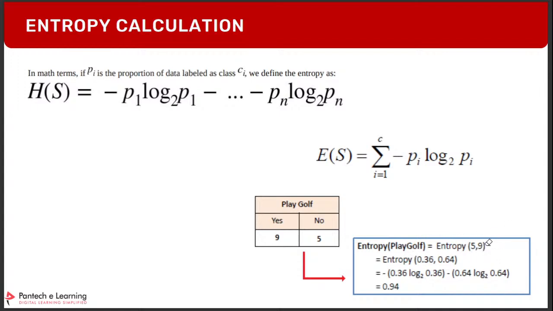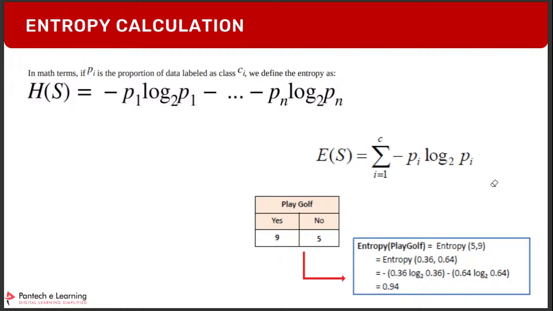If you get the percentage of it, what is the percentage here? Take the total as 14. So 5 divided by 14 will be 0.36 and 9 divided by 14 will be 0.64. This is their percentage, right? If you substitute this in the formula, 0.36 multiplied by log 2 of 0.36 minus 0.64 log 2 of 0.64, and calculate it, you will get an entropy value of 0.94.